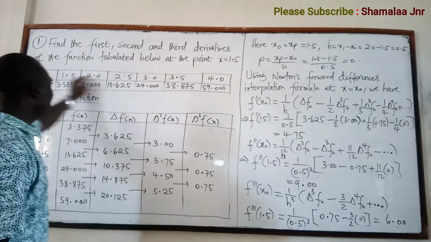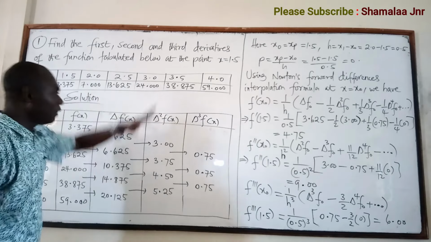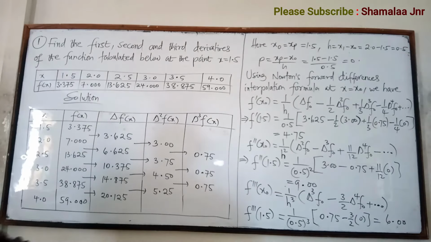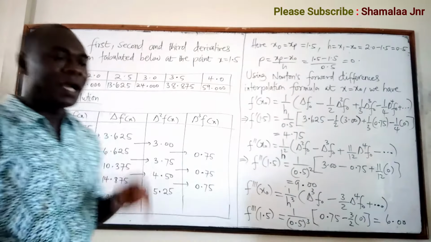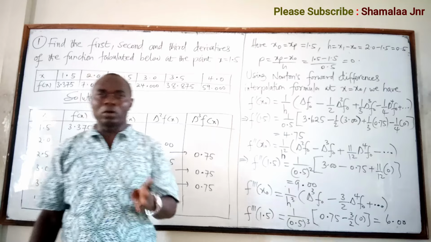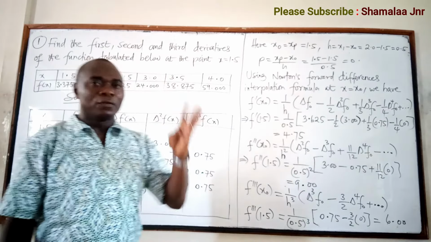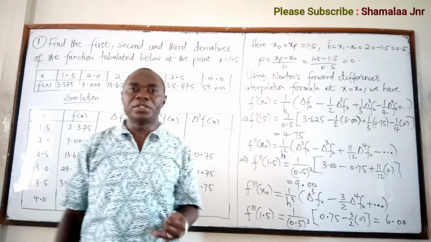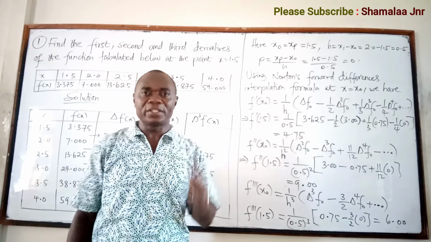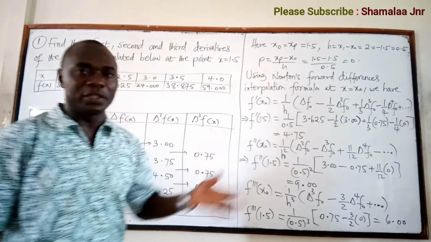So these are the x values and these are the corresponding functional values. Viewers, when this is given to you, first of all, you have to construct what we call forward differences table. I have videos on introduction to finite differences interpolation, forward differences interpolation, backward differences interpolation, and then central differences interpolation. We are advised to watch all those videos before watching this.